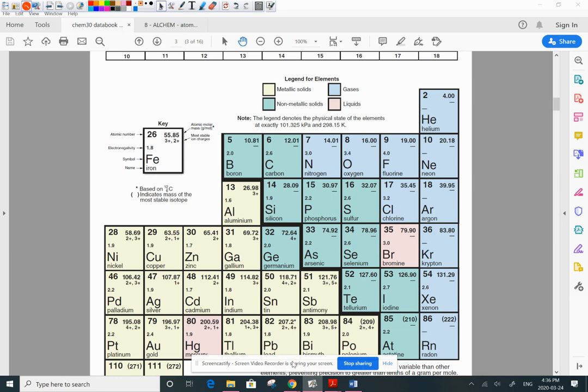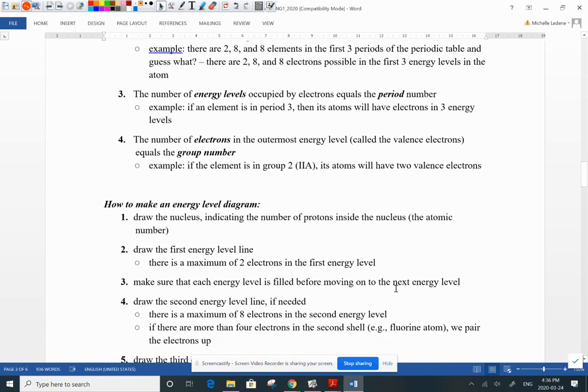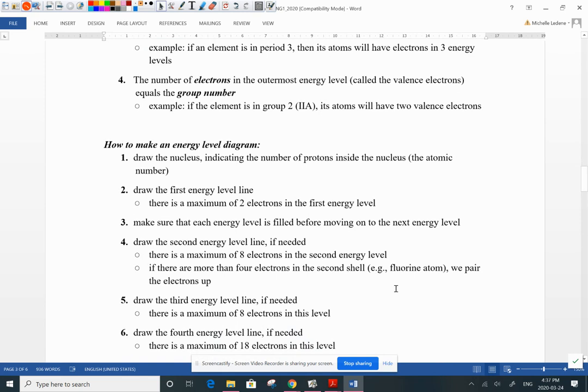Okay, so let's now look at the number of electrons in the outermost energy level, which is also going to equal the group number. For instance, if it's a group 2 element, there are going to be 2 valence, or 2 outer energy level electrons. So how do I make an energy level diagram?